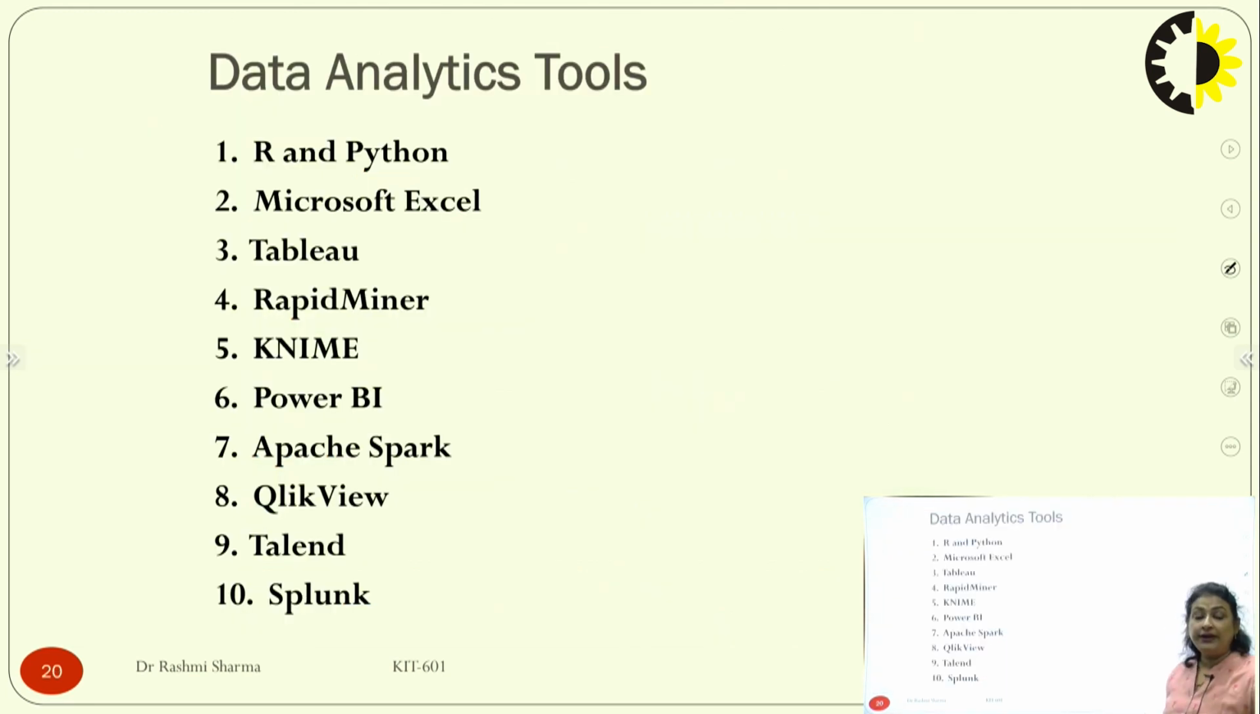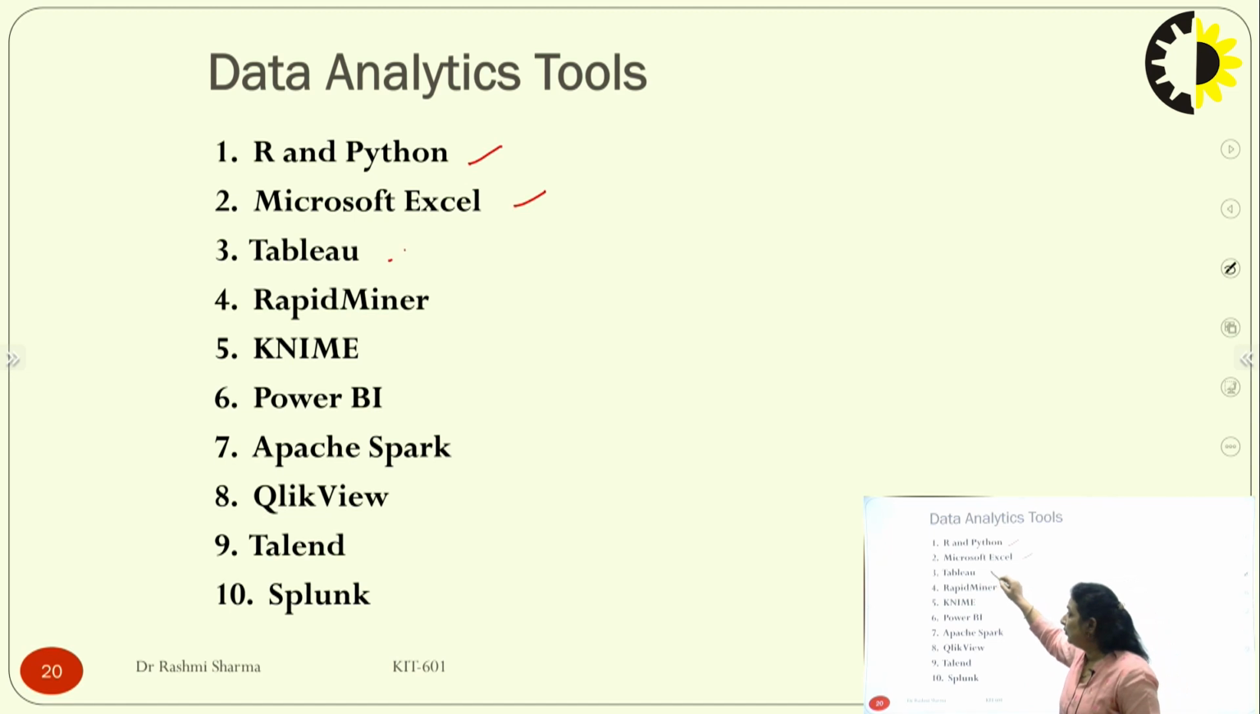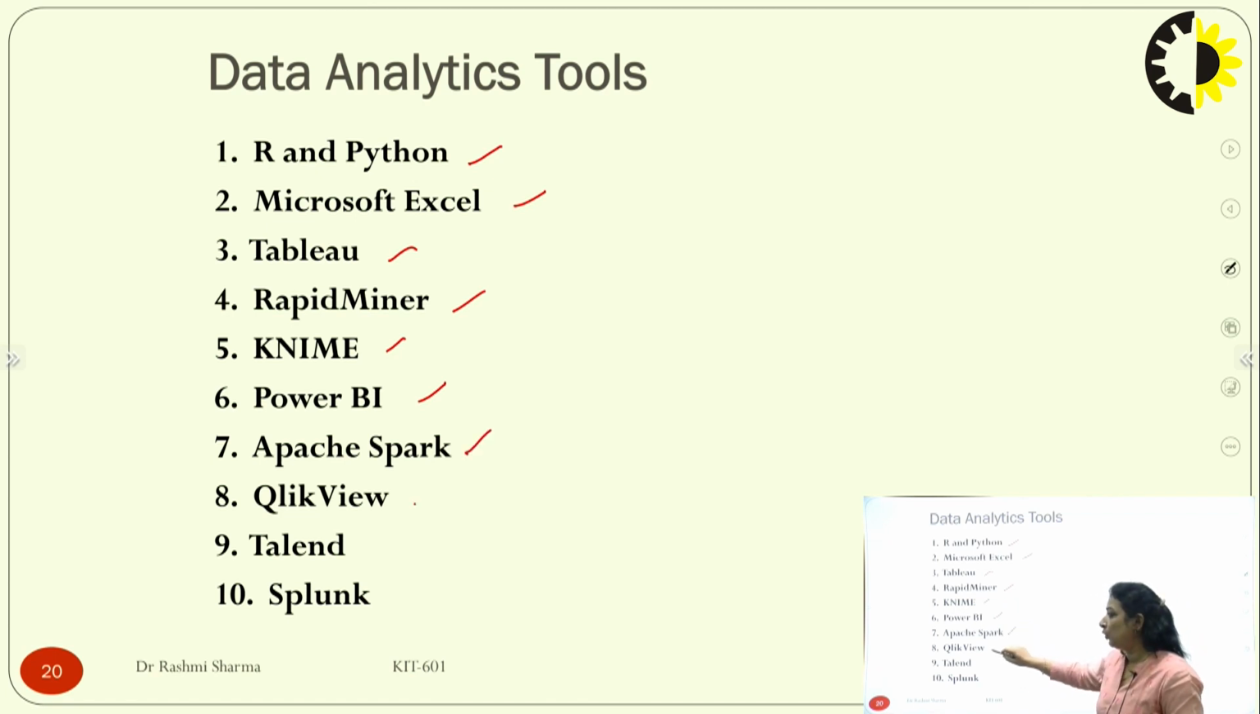Then, what are the different analytical tools? The analytical tools currently being used in companies are R and Python, Microsoft Excel with its extended functionalities, then Tableau, RapidMiner, KNIME, and Power BI, that is business intelligence, so BI is being used. Also Apache Spark, QlikView, Trident, and Splunk. These are some of the tools which are being used.